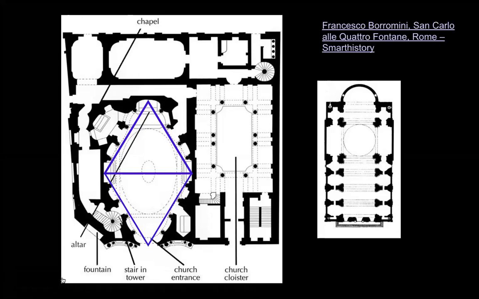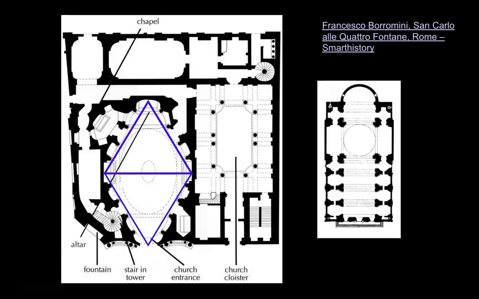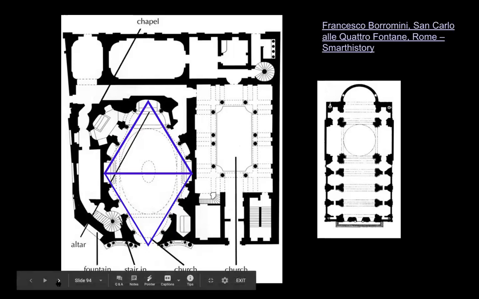There's no side chapels, there's no side aisles. It's just one big open interior space. You can see how it's connected to other buildings and structures that are related to the church, like a cloister. It's named Quattro Fontane because it actually has a fountain on the corner, and that's where its name comes from.